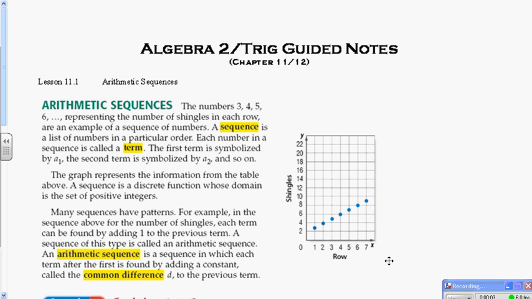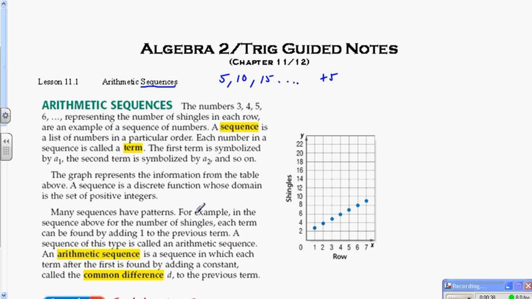Lesson 11.1, Arithmetic Sequences. Arithmetic means addition or subtraction, and sequence means a list of numbers. So if I went 5, 10, 15, I have my list that's increasing, and they're increasing by adding 5 every time. Since the difference is adding 5 every time, it's arithmetic. And it's just a list of numbers created that way, which makes it a sequence with a pattern.